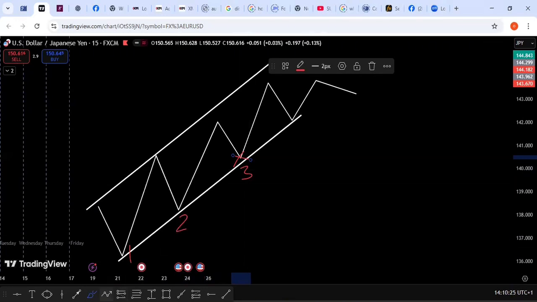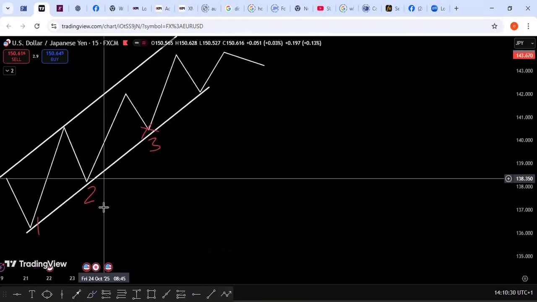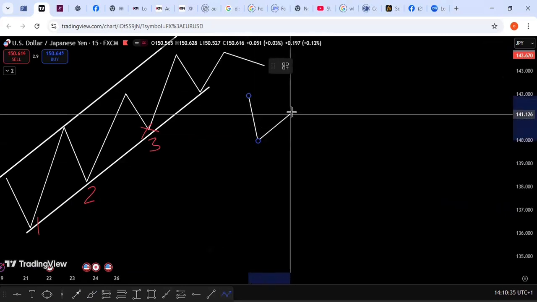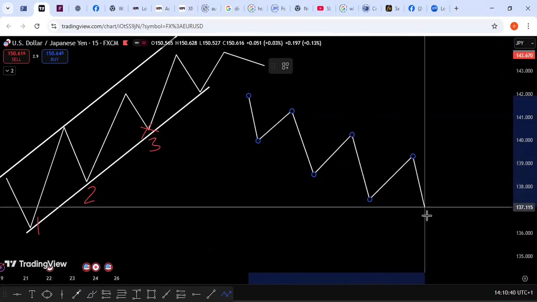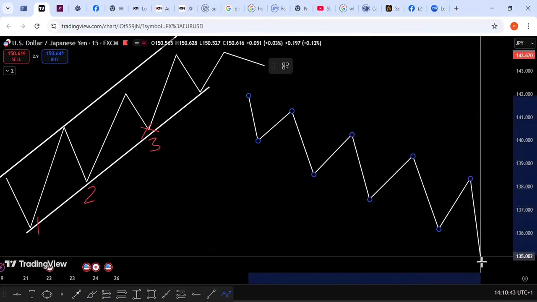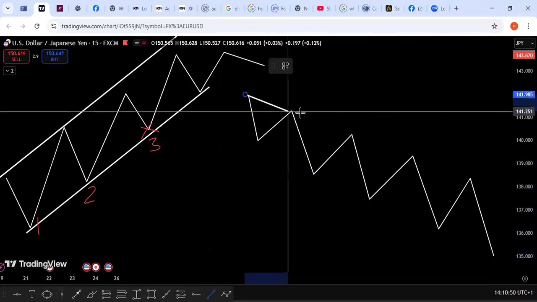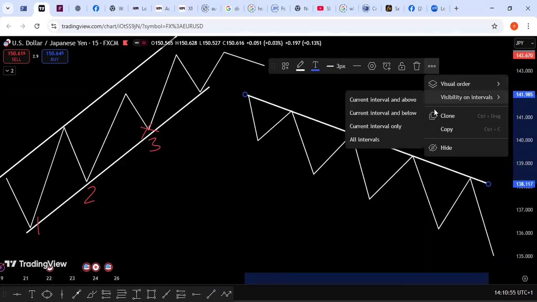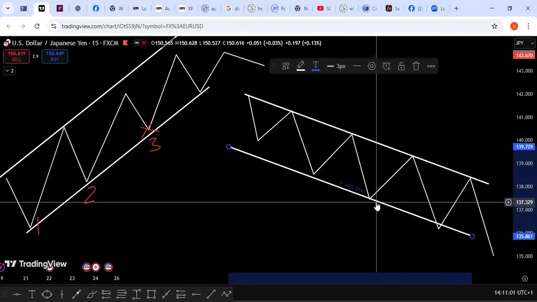Now in a downtrend, let me just draw it just for you to understand what I'm saying. In a downtrend, you have lower lows, lower highs, lower lows, lower highs, lower lows, lower highs, lower lows. So now in a downtrend, you also do the same thing. You draw a trend line at the lower highs. You can also just simply clone it, and you put it at the lower lows.